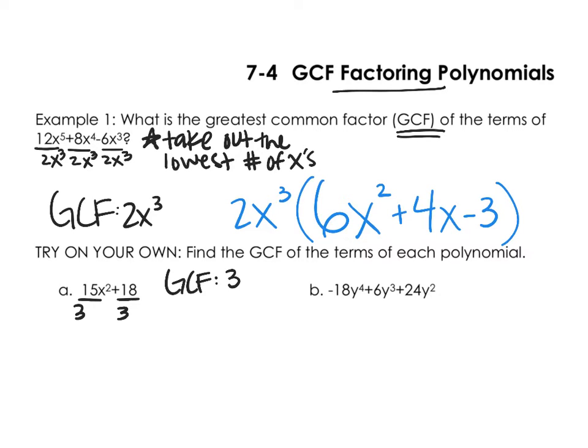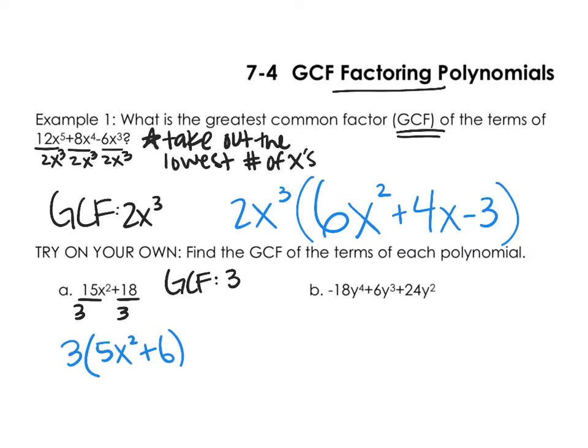So what I'm going to do is put my GCF out front, and then I'm going to put whatever I have left over inside parentheses. So I had a 15 divided by 3, which is going to give me a 5. And then that x squared did not change because I did not take out any x's. And then I had an 18 divided by 3, which is going to give me a 6. Now, if I were to multiply this back out and distribute that 3, I should end up with the exact same thing that I started with.